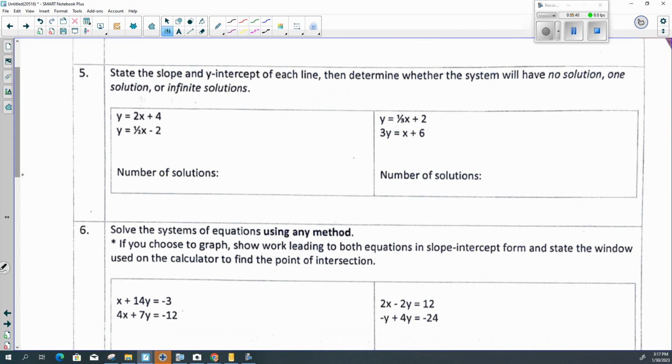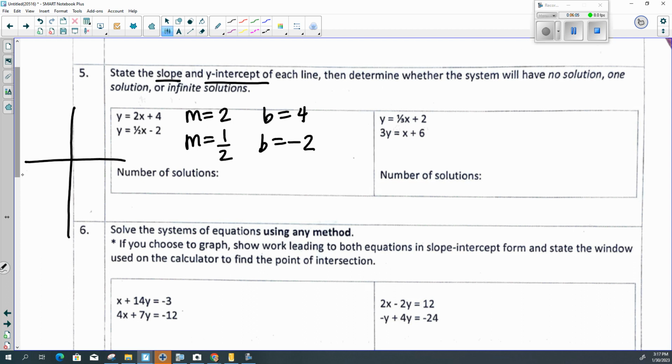Okay, number 5, it asks for the slope and the y-intercept. And then it says determine if they have one solution, no solutions, or infinite. So the slope here is 2. The y-intercept is 4. The slope here is a half. The y-intercept is -2. So maybe you don't even know what it's asking about.